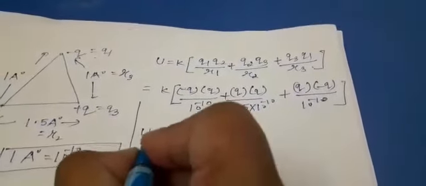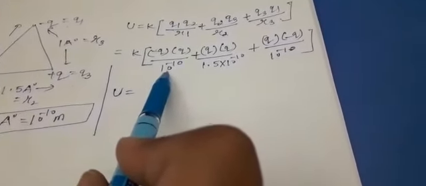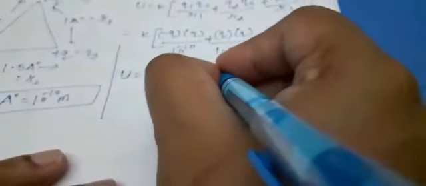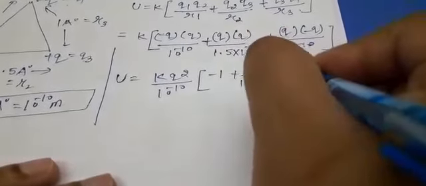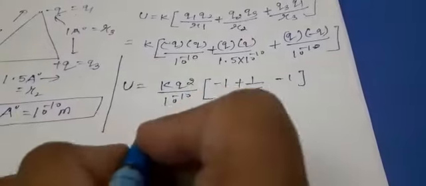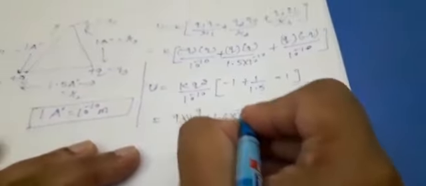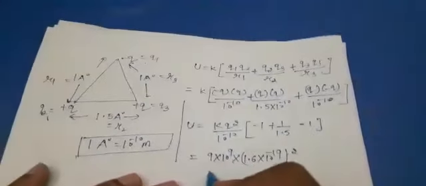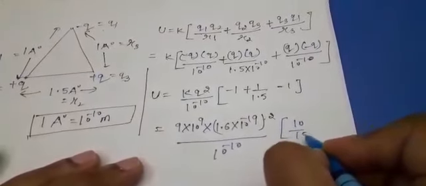Now U will be, you can see in this result Q square can be taken outside the bracket and 10 raised to the power minus 10 can also be taken outside. So it is K Q square upon 10 raised to the power minus 10. Here it will be minus 1, here plus 1 upon 1.5, and here minus 1. Now you can substitute the value of K. K is 9 into 10 raised to the power 9. Charge is 1.6 into 10 raised to the power minus 19, squared. This value is 10 raised to the power minus 10, and you can simply write it as 10 upon 15 minus 2.